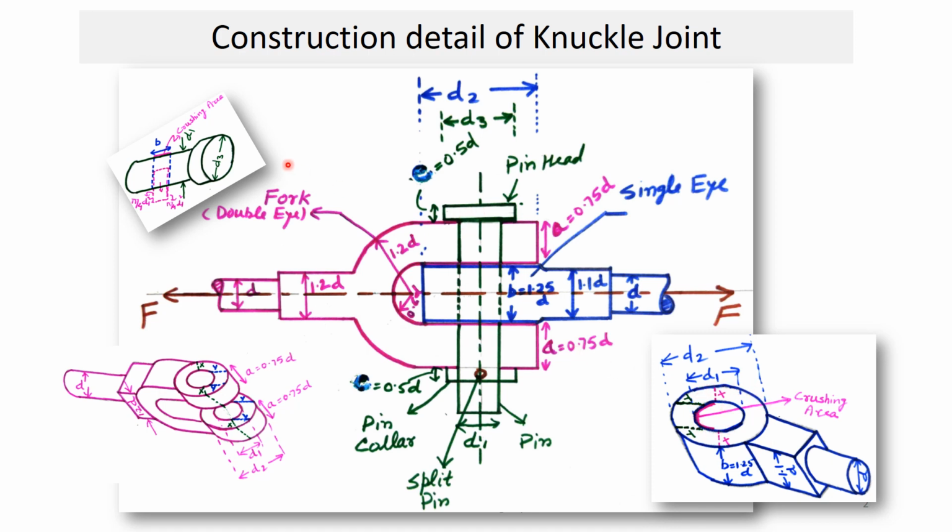This pin has a head, and the diameter of this head is D3. Also the diameter of this pin collar is D3. Both have the same diameter. The diameter of the pin is D1. With the help of this split pin, we make a tight and secure connection between the fork and the single eye.